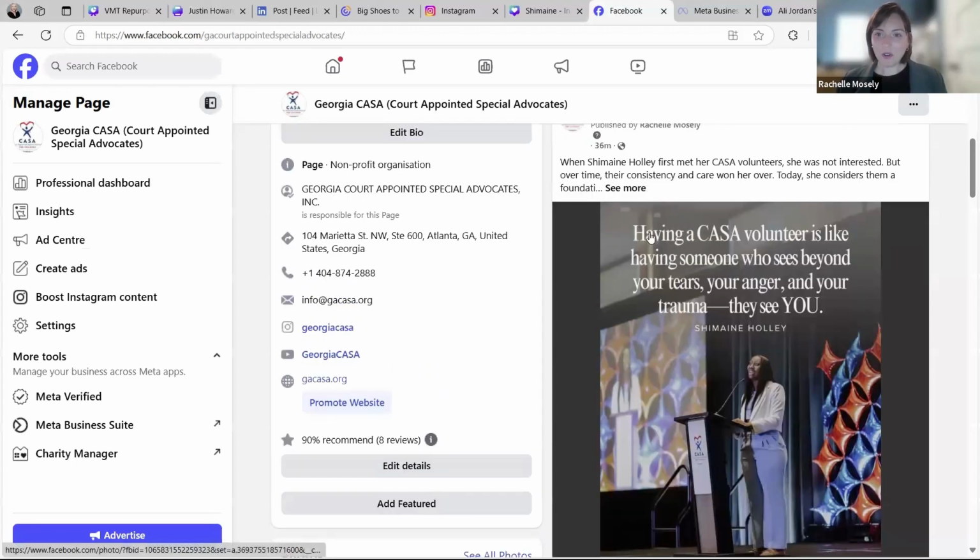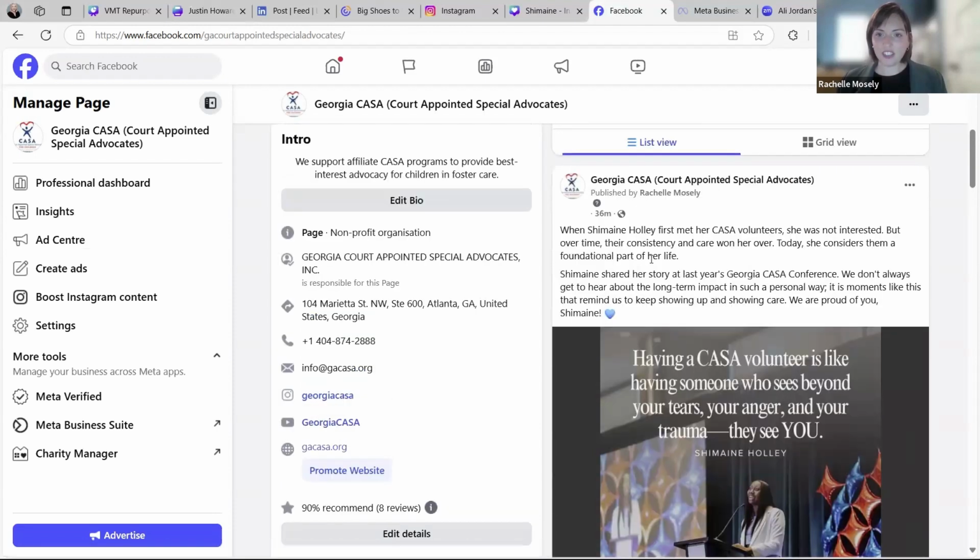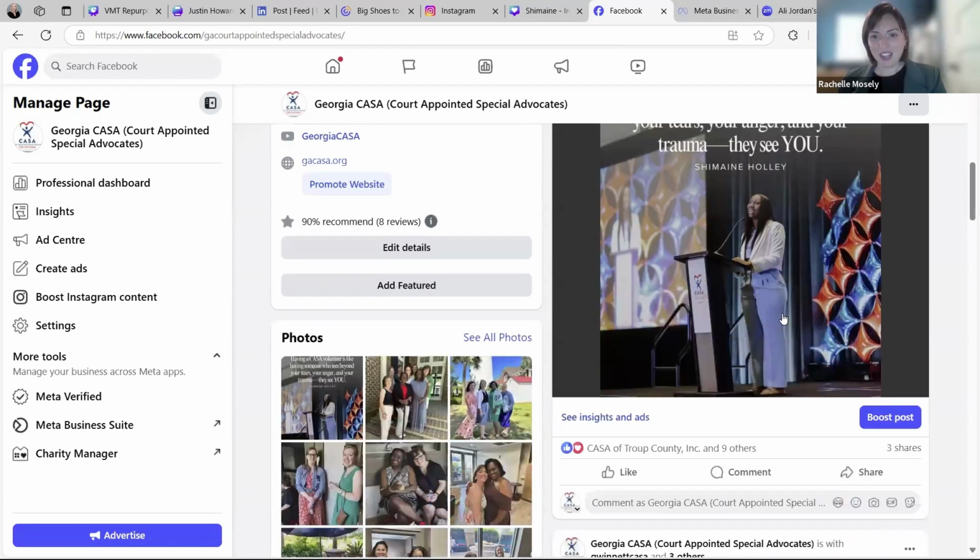So I took a quote from her, and I put it here on her photo, and I shared just that when she first had her volunteer, she wasn't interested, but over time, their consistency and care won her over. And today she considers them a foundational part of her life. She shared her story at last year's Georgia CASA conference, and we don't always get to hear about the long-term impact in such a personal way, but it's moments like this that remind us to keep showing up and showing care, and that we're proud of her.